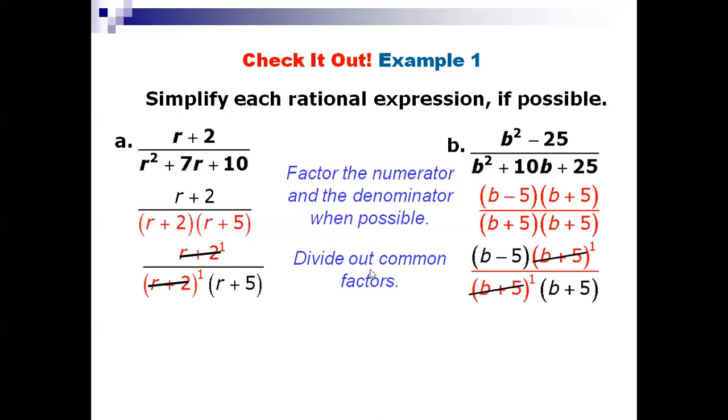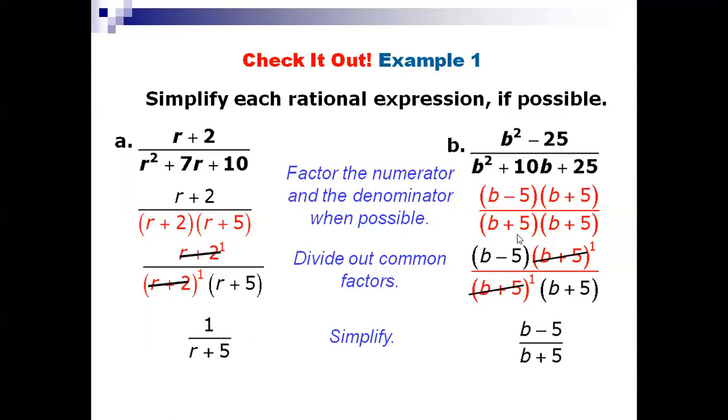So after dividing the common factors, simplify. What is left here? 1 over r plus 5. And letter B, that's b minus 5 over b plus 5. If you are asked to find the excluded value in letter A, what do you think it is? What is the value of r that makes the denominator 0? Negative 2. The second one, negative 5. So therefore, in letter A, the excluded values are negative 2 and negative 5.